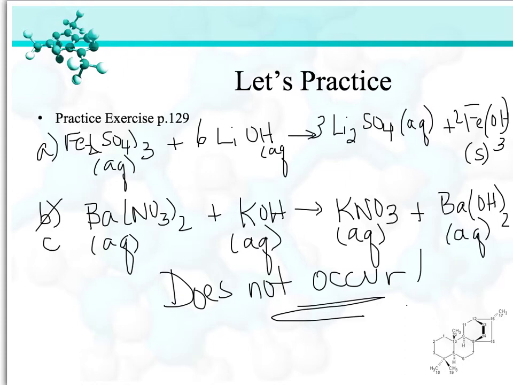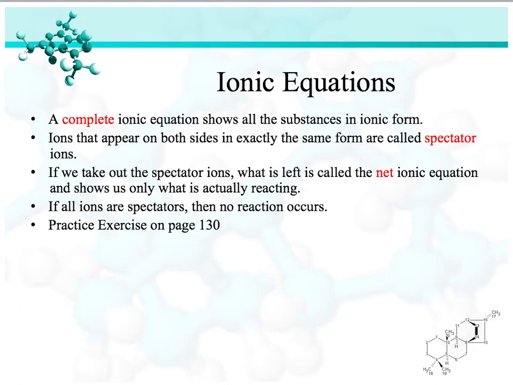Cool. Let's go on. All right, so we just looked at a complete ionic equation, which shows all the substances in ionic form. If the ion appears on both sides in exactly the same form, it's called a spectator ion. If we take out the spectator ions, what's left is called the net ionic equation and shows us only what is actually reacting. If all the ions are spectators, then no reaction occurs, which is just like the problem we were just looking at. So now let's take a look at the practice exercise on page 130.